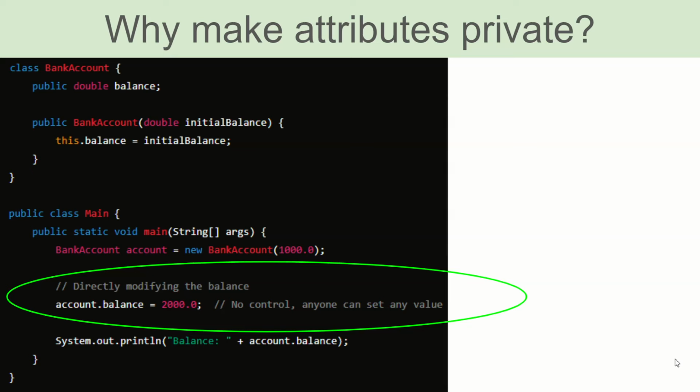Here is a bank account object where the attribute's public. You can see here, balance. So the whole bank account object is just a wrapper for this one variable. And here in a main class, we are creating a bank account object called account. And here we're directly modifying the balance. Anybody, and when I say anybody, I mean any part of the code base can set this to be any value they want because the bank account object can't control what it gets set to.